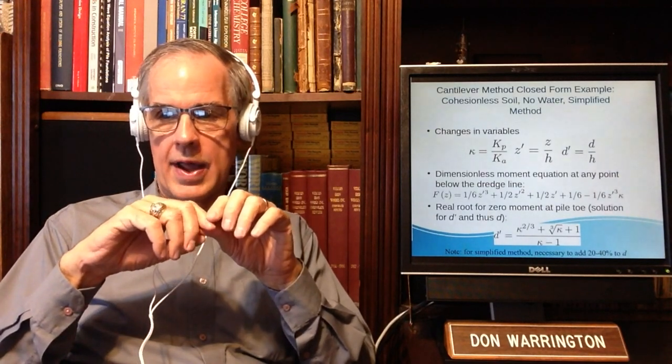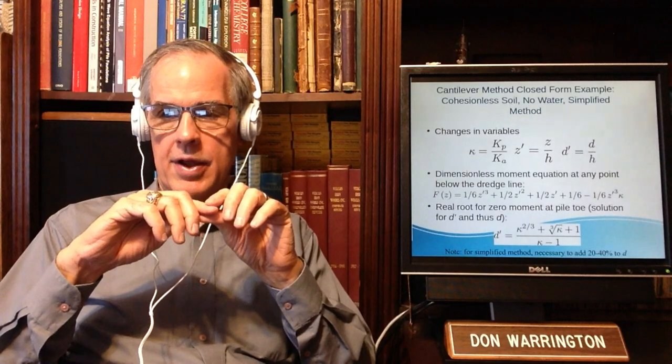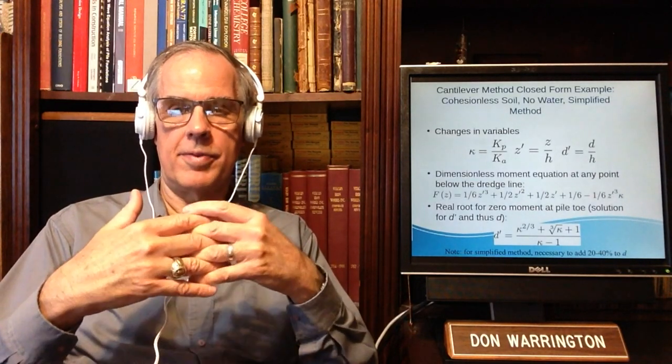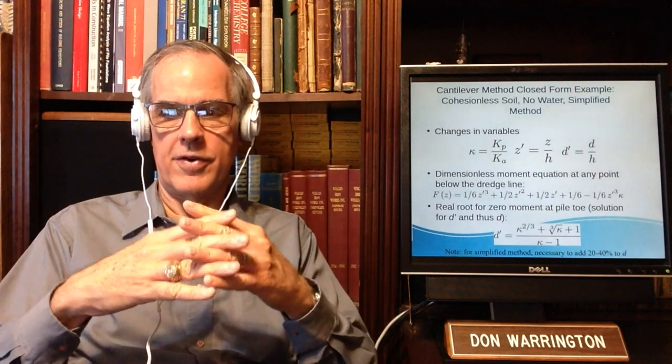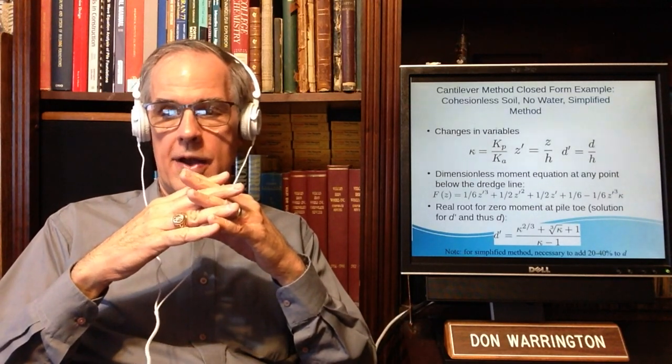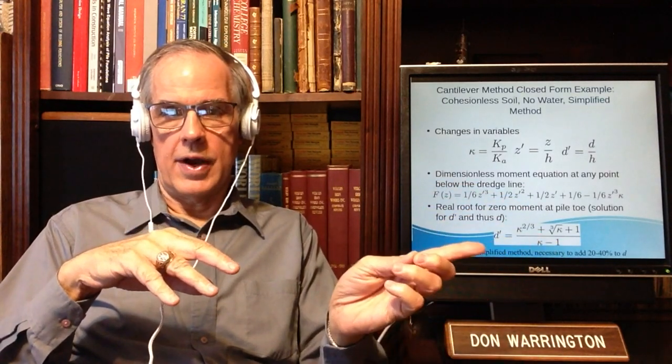And so I had come up with an equation, this one right here. It's based on the summation of the moments about the toe. In other words, if I go down that far, I'll get zero moment. If I solve that for D prime, in other words, instead of having the Z prime, I just simply take the H out and go to D prime, I'd have a little change of variables. And I solve for the zero moment at the pile toe, I get D prime is equal to this equation right here.